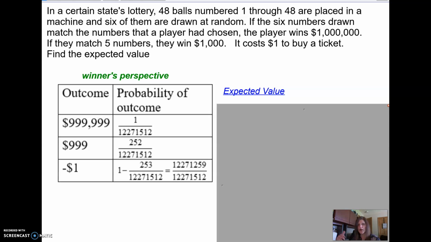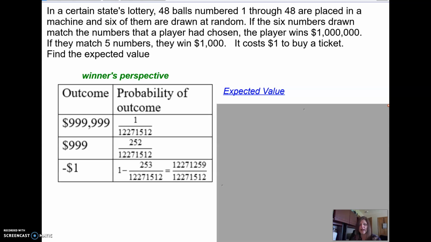So as a player, I'm going to spend $1. I could win $1 million, which the net result to me is going to be $999,999. The probability of that, you can see, is very small. It's 1 out of 12,271,512. We could also match 5, in which case I've spent $1, but I win $1,000, so my net result is $999. And the probability there is a little better. It's 252 out of 12,271,512.